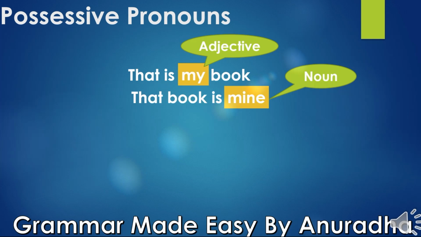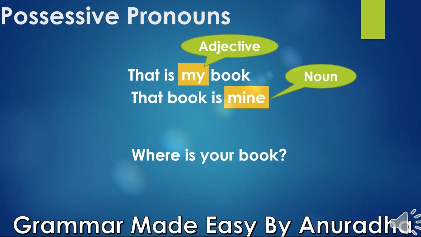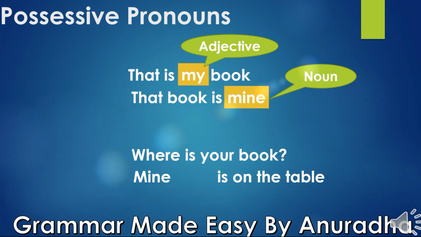Now, how do we know it's acting like a noun? Because we can use it independently of the word book. So, if someone says to me, "Where is your book?" I can say, "Mine is on the table." Nowhere in this sentence does the word book appear, but we can use mine independently because we have established in a previous sentence that the thing we are talking about is this book.